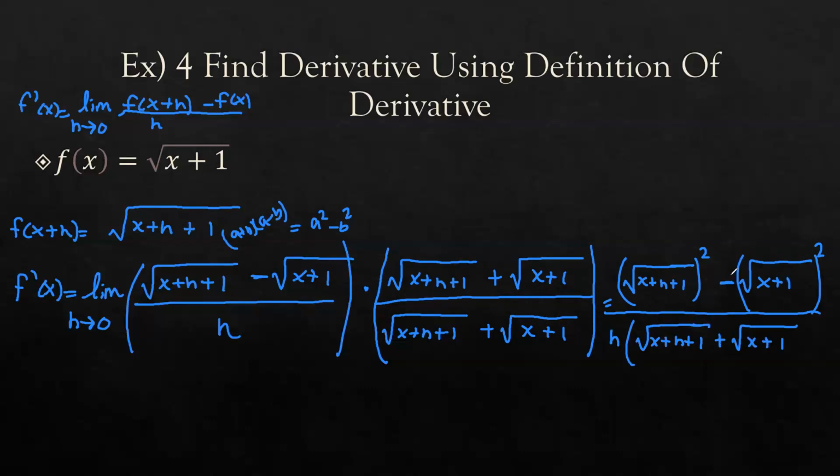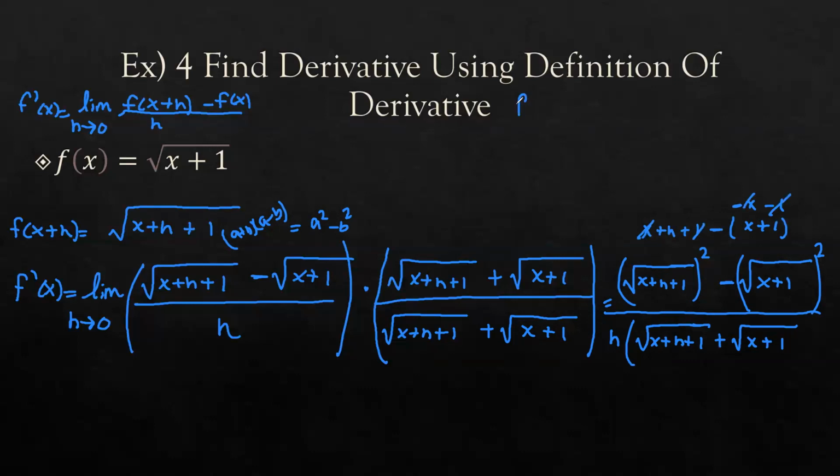Okay. So on the top, what happens when you square a radical? It disappears, so you're just left with x plus h plus 1 minus parentheses. And then this, when you square this radical, it just disappears. So you're just left with x plus 1. Then you can distribute the minus. So it's negative x minus 1. And what do you see? That cancels the 1s, the x's.